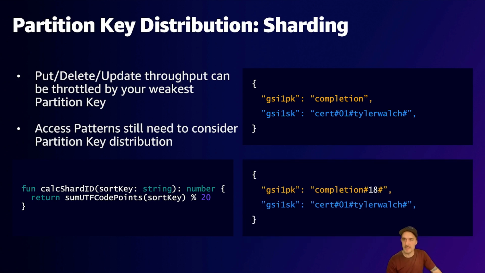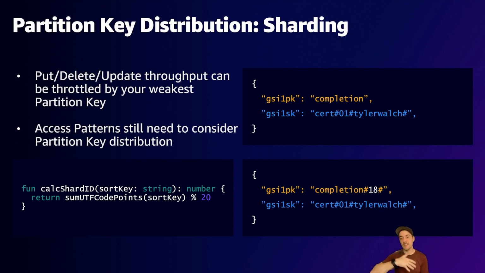What I'll do is take that shard and put it into the partition key, and that will distribute that partition key of completion across 20 different individual partition keys. So I took something like completion, which is everybody who's going to have a certificate of completion. I mean, there could be millions of those, right? So that becomes a really hot key.